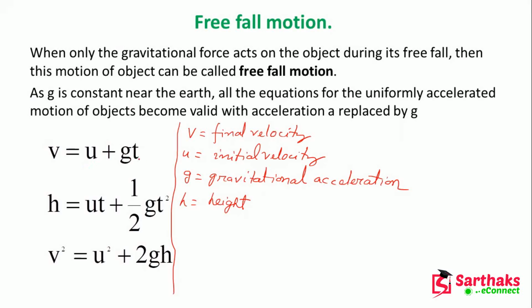v equals u plus gt. Only in place of a you have to put g. h equals ut plus half gt square. v square equals u square plus 2gh. Fine. So always remember, we are just replacing the acceleration a with g for free fall motion.